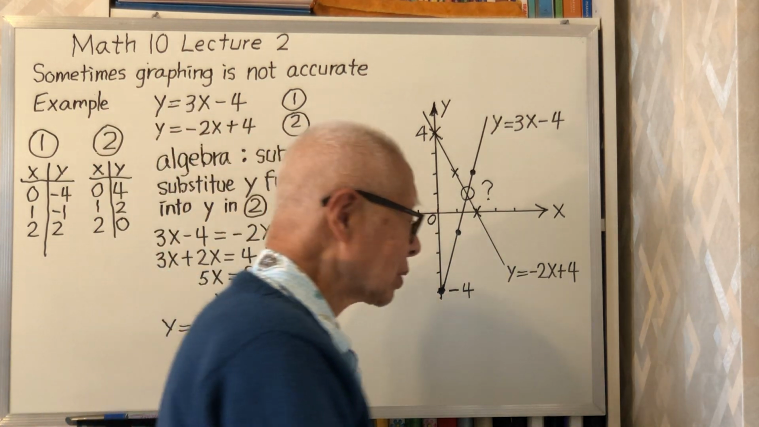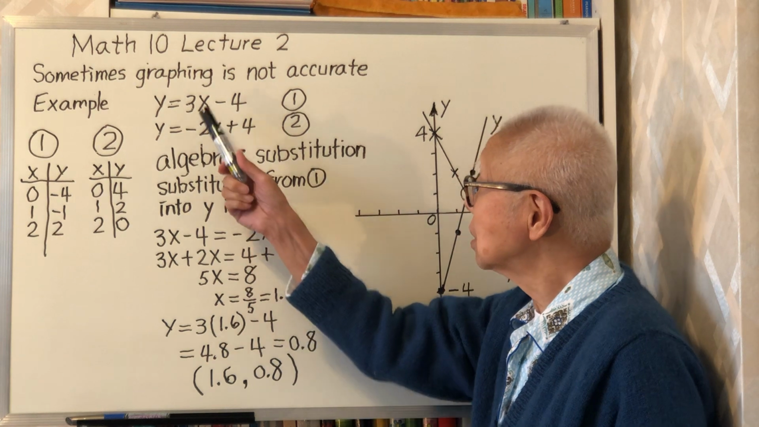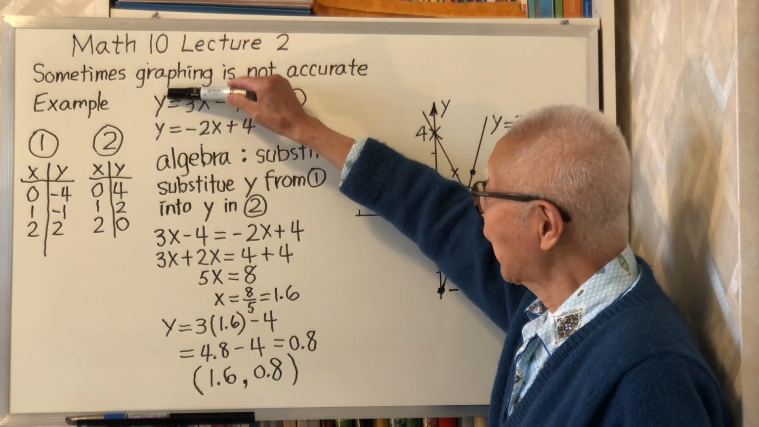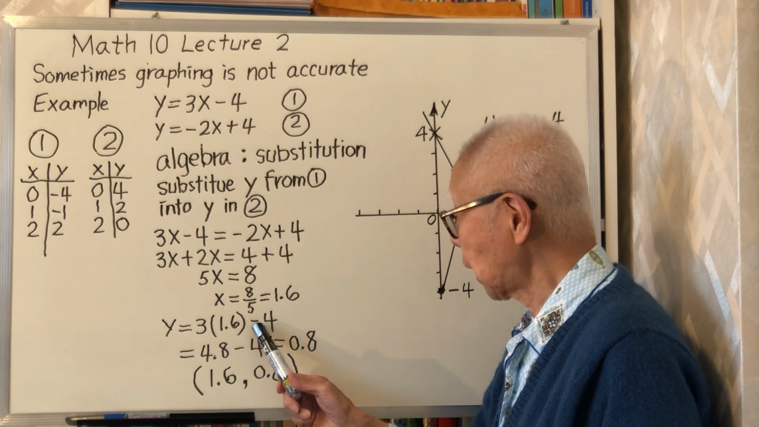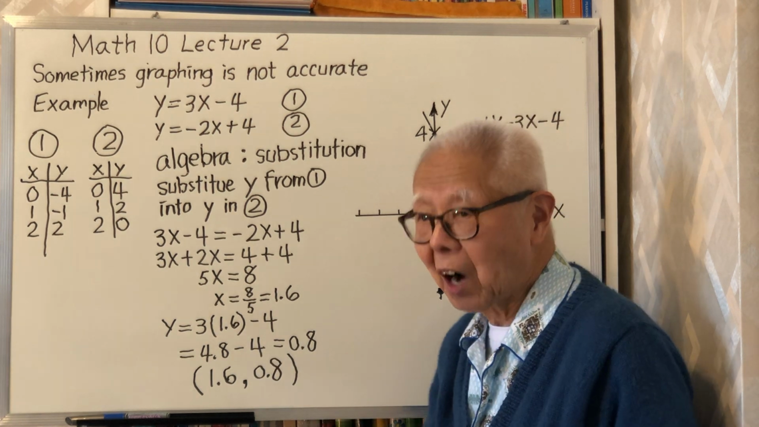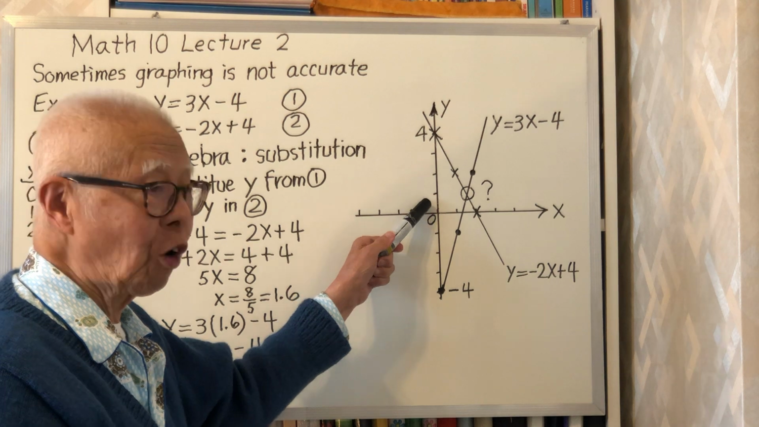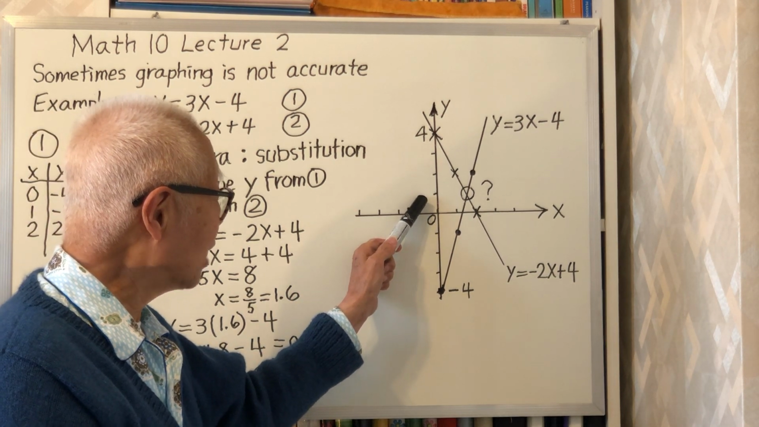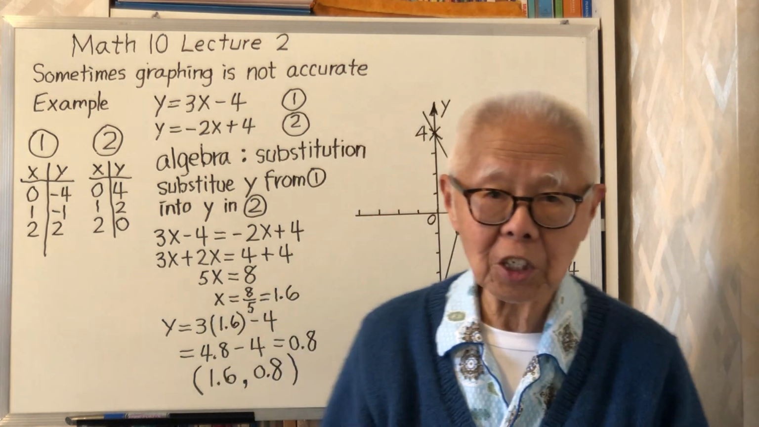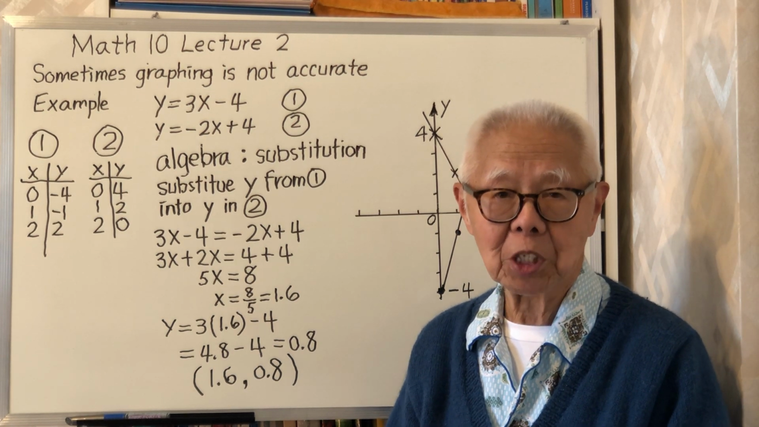To find y, just substitute x back into y here. So substitute 1.6 into here. My y is 3 times 1.6 minus 4. Then it's 4.8 minus 4, which is 0.8. Now I know exactly the y value of the solution. Before, we only saw it's roughly 1, but it's not 1, it's 0.8. So this is called substitution, a method of algebra, and it can give you a better answer than graphing.